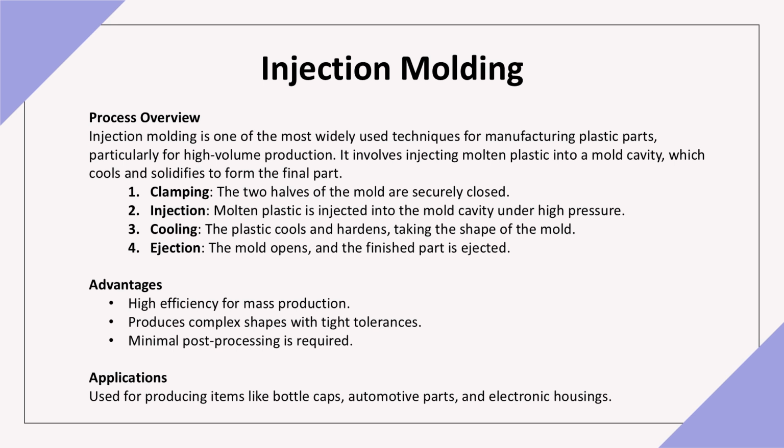This method is known for producing complex shapes with precision, making it ideal for items like automotive parts and bottle caps. Injection molding provides several benefits such as efficiency. It's fast and suitable for mass production. Precision. Ideal for intricate designs with tight tolerances. Minimal post-processing. Components are usually ready for use upon ejection. Common applications include consumer electronics, automotive parts, and medical device housings.